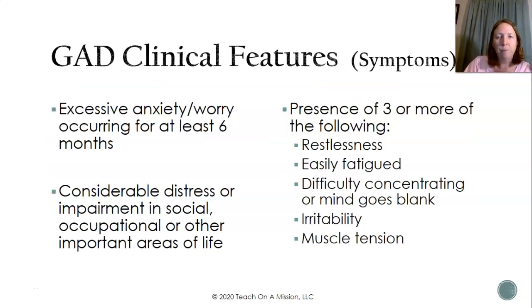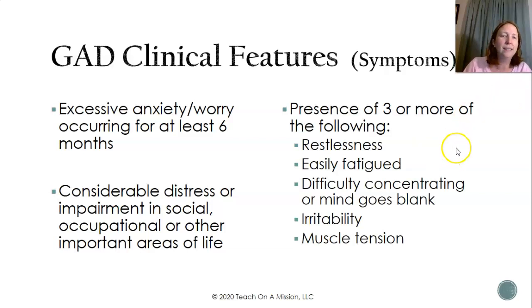Here are some features that try to distinguish it as different than your average person's type of worry. That it is excessive, and that it maintains its presence in someone's life for at least 6 months, and that it is causing considerable distress or impairment. So it is interrupting daily life, socially, in their jobs, in other important areas.